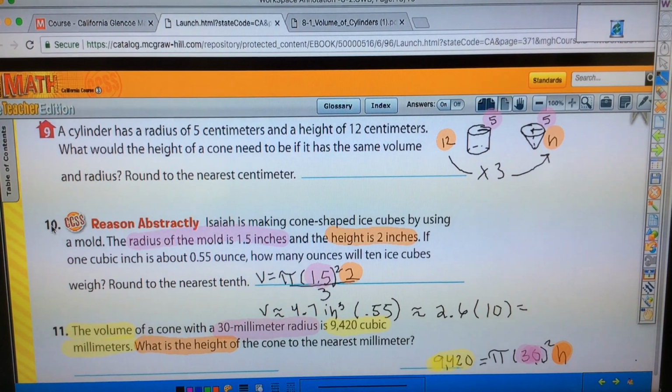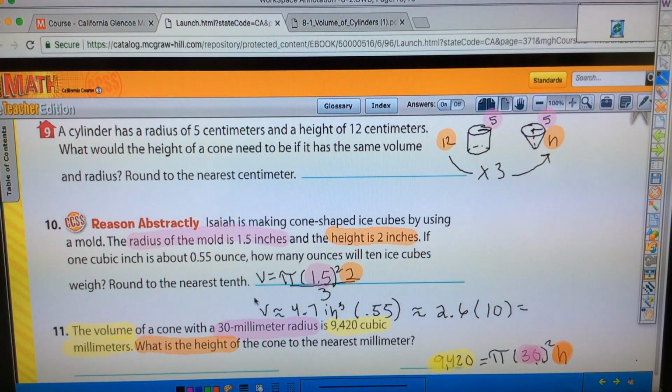Moving on to number 10. Finding the volume of the ice cube is pretty doable. It tells us the radius is 1.5. I'm going to plug that in and square it. It tells us the height is 2. So those all get multiplied by pi. Of course, you divide by 3 at the end. That is going to give you a volume of about 4.7 cubic inches per ice cube.